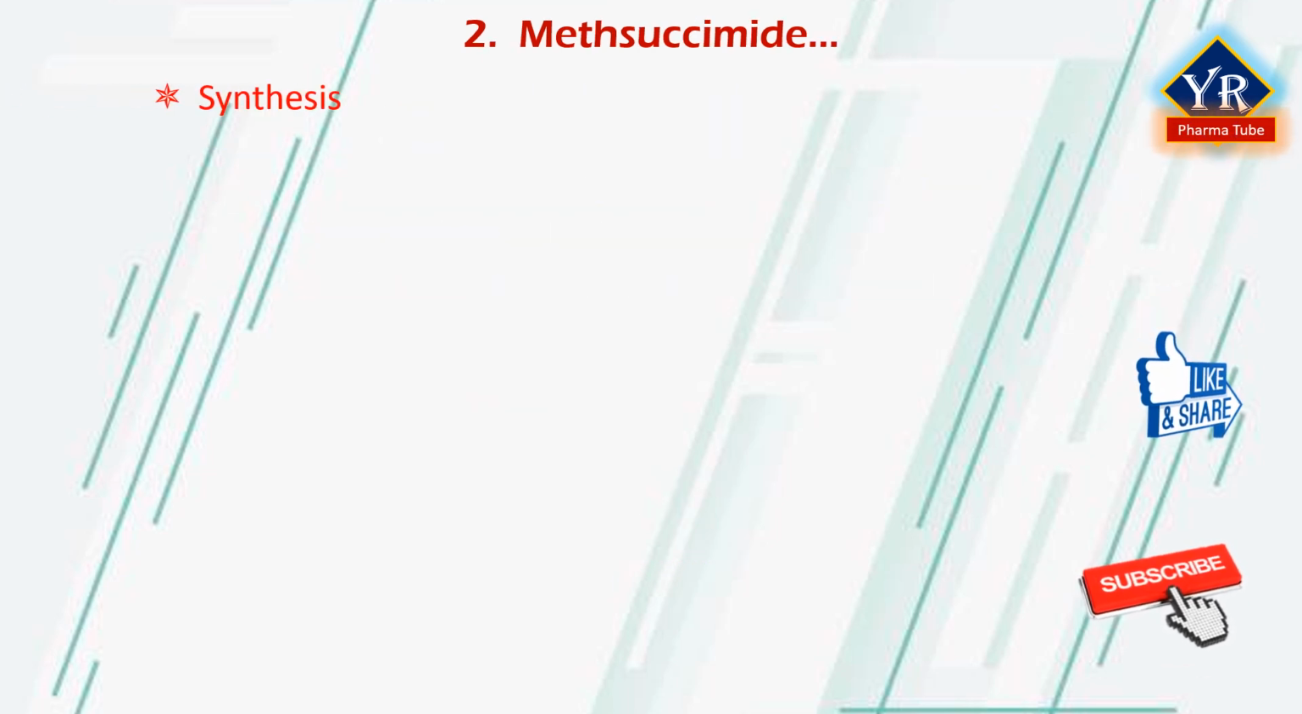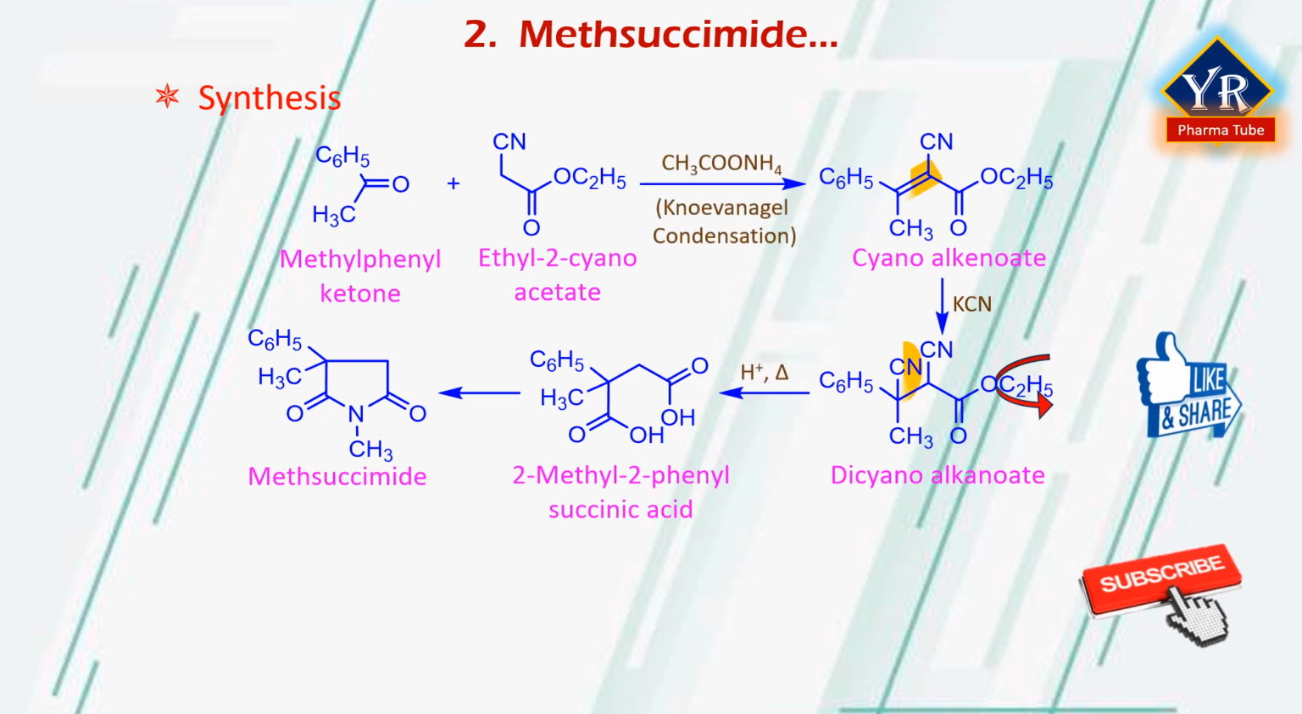Methsuximide can also be synthesized in a similar way as Phensuximide, except that Methsuximide synthesis uses methyl phenyl ketone as the starting material, as shown in the figure. In the last step, methylamine is used for heterocyclization of the dicarboxylic acid, that is 2-methyl-2-phenyl succinic acid.